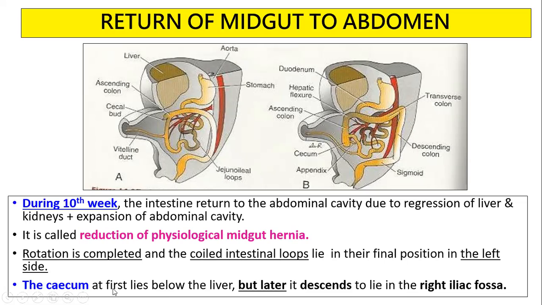The cecum at first lies below the liver, but later descends to lie in the right iliac fossa. You see here, initially here is the liver developing. So here is the cecum, just below the liver. Later it will descend downwards to go back into the right iliac fossa.